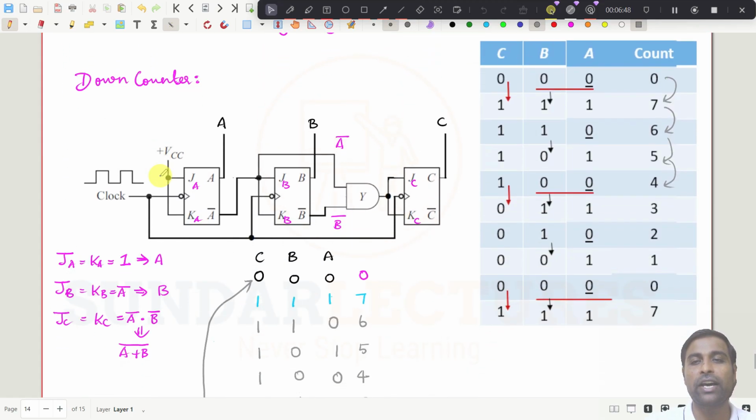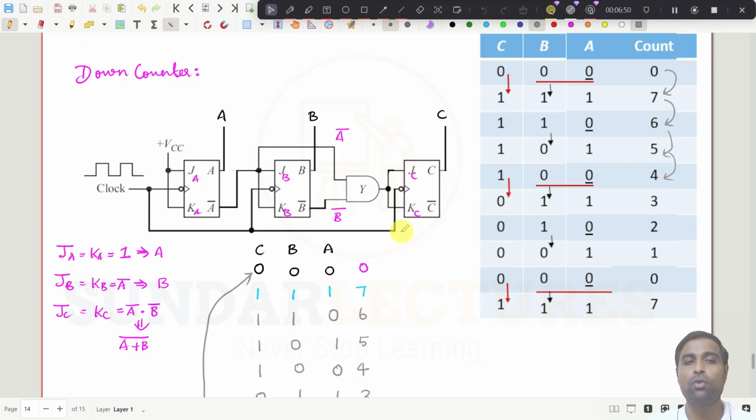And for the down counter, this is the design circuit of a down counter. So in the down counter, what happens now? If you assume that the outputs are 0, 0, 0, if you give one clock pulse, it comes to 7, right? 1, 1, 1. And if you give another clock pulse, it goes to 6, that means 1, 1, 0. And if you give another clock pulse, it goes to 5, and then 4, 3, 2, 1. And from 0, it is going to jump again to 7. So it is just counting down from 7 to 0.